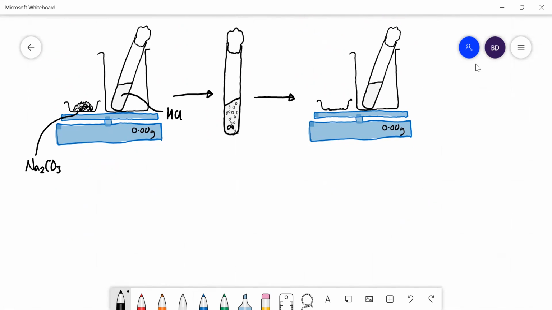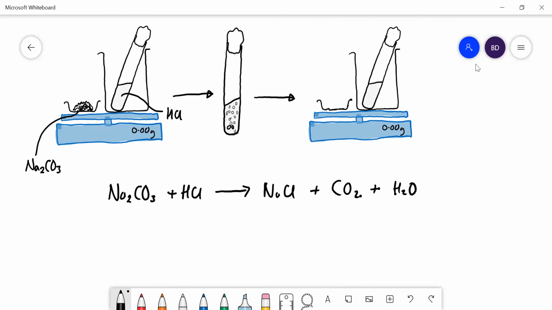Now, sodium carbonate reacts with hydrochloric acid in the following way. You get sodium chloride, carbon dioxide, and water. So let's balance that equation. Well, we've got two sodiums there, so we're going to have to put a 2 in front of that. And that means we need 2 hydrochloric acids there.